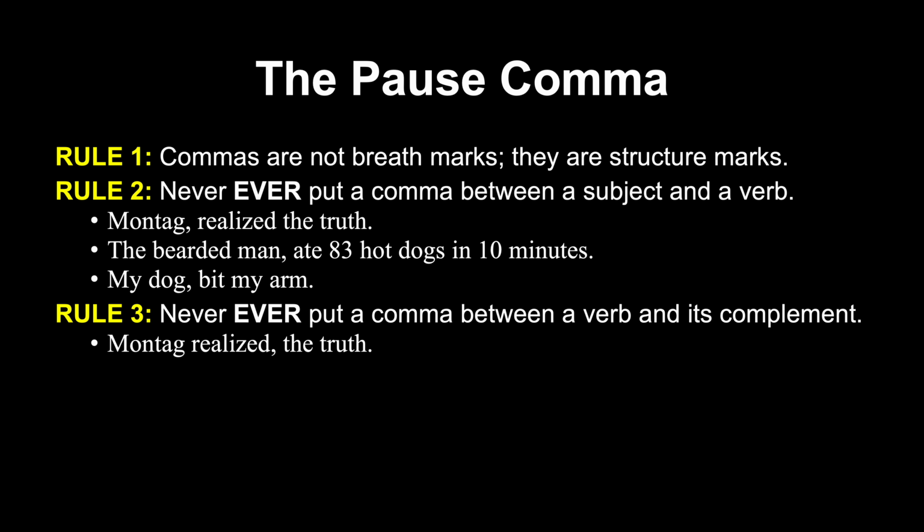So, Montag realized the truth. I can pause for effect when I'm speaking there, but in writing there should not be a comma there. It should just be Montag realized the truth, because we don't put a comma between the verb realized and the complement the truth. The bearded man ate 83 hot dogs in 10 minutes. Sounds great to pause there, but we should not have a comma there. Again, these are all bad sentences.